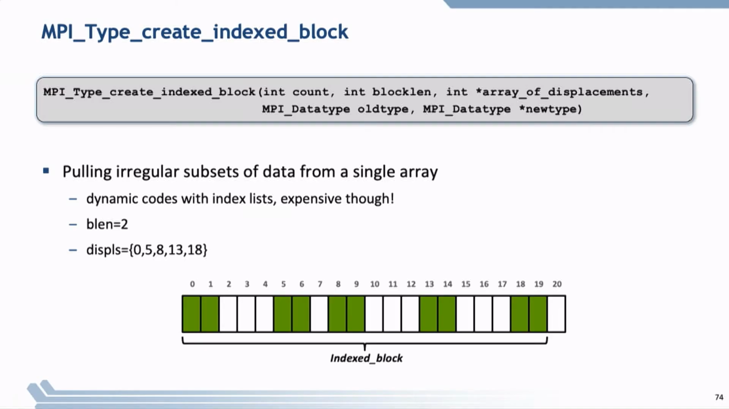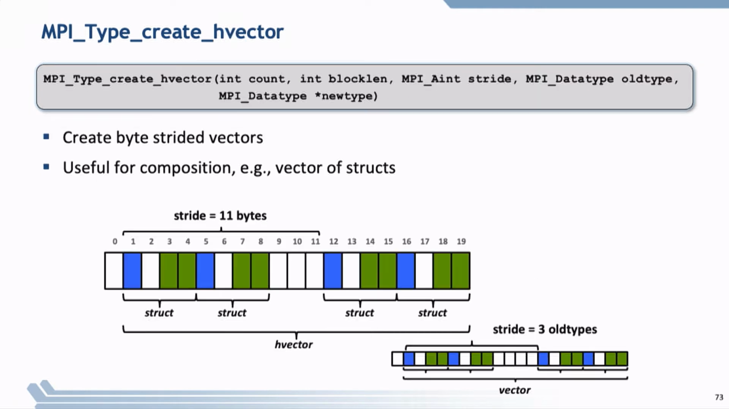If you look at something like indexed, if they weren't evenly distributed, then you'd want to use an indexed data type, where instead of a single stride, you give an array of displacements. That array has to be the size of count, to represent the number of blocks in your data type. But yes, vector is quite simple and things can get more and more complex. Vector is all regularly spaced.